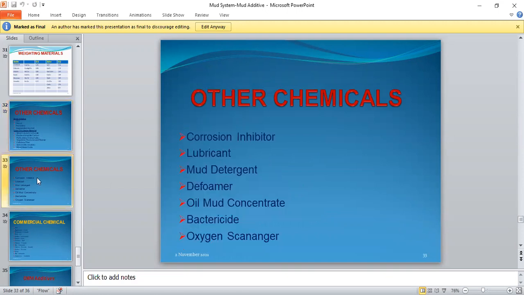We're still looking at other chemicals. We have corrosion inhibitors. Remember, your mud is water. If your mud is water, the possibility that it will corrode the equipment is there, especially in completions. Now, let me explain what completion is. Completion is when you have finished drilling, you have run casing, you have cemented. Now you want to bring out the oil.